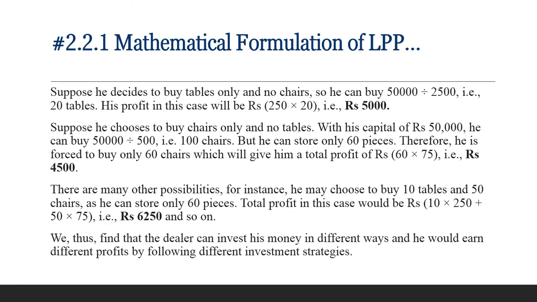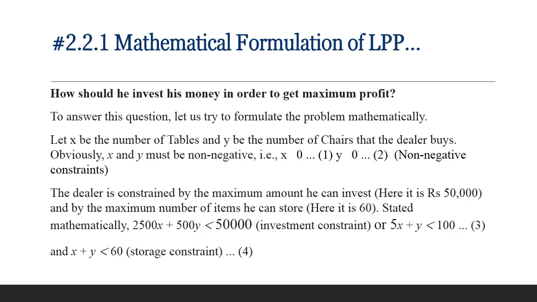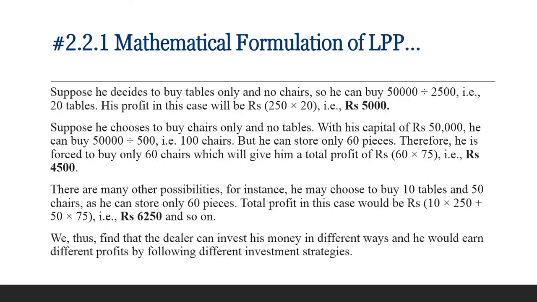So there are many other possibilities. Likewise, we can apply so many options, so many equations. For instance, he may choose to buy 10 tables and 50 chairs. Since the maximum limit is only 60 pieces, he can have a combination of both tables and chairs, like 10 tables and 50 chairs, as he can store only 60 pieces. So the total profit in this case would be 10 tables into 250 rupees plus 50 chairs into 75 rupees. It will be 6,250 rupees, and so on.